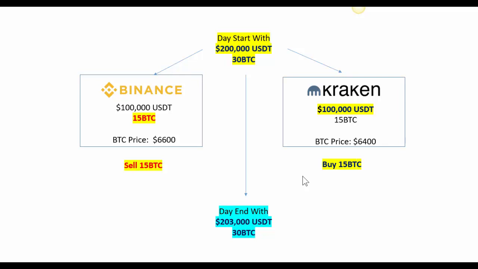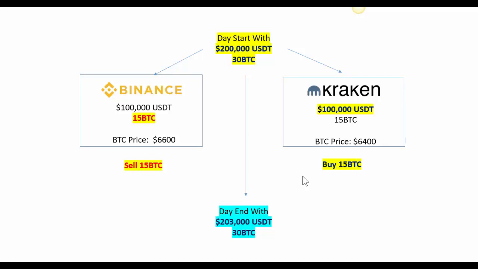Okay, so I'm going to show you a good example of just one trade to show you how the concept of arbitrage works. So at the beginning of the day, for example, your total between two exchanges, Binance and Kraken, you have 200,000 USDT total and 30 Bitcoin total. Okay, on Binance, you have exactly half, 100,000 USDT and 15 Bitcoin. And on Kraken, you have 100,000 USDT and 15 Bitcoin.